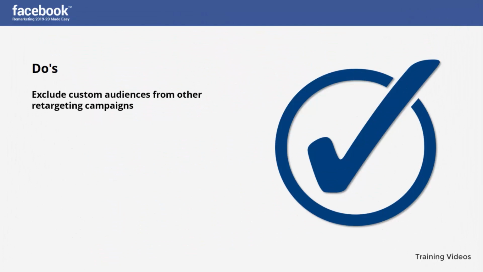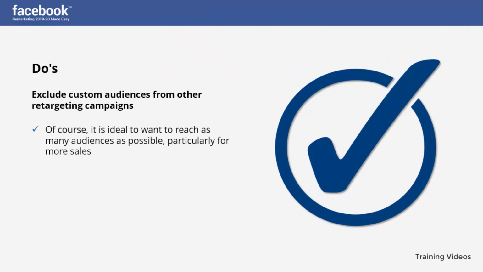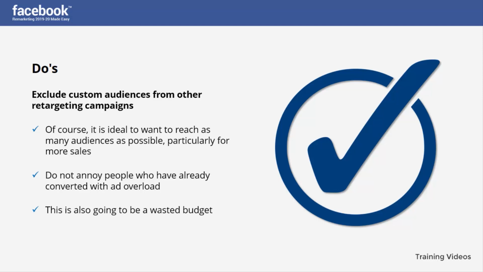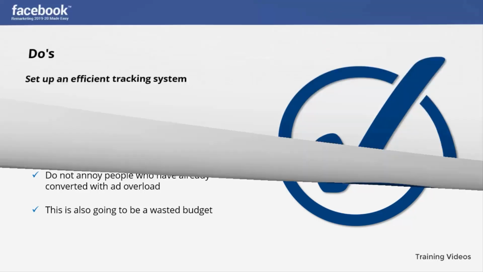Do's: exclude custom audiences from other retargeting campaigns. Of course, it is ideal to want to reach as many audiences as possible, particularly for more sales. But be careful not to get carried away with remarketing. Do not annoy people who have already converted with ad overload. This is also going to be a wasted budget. Therefore, be sure to exclude anyone who has already converted from the list of your targeted users.